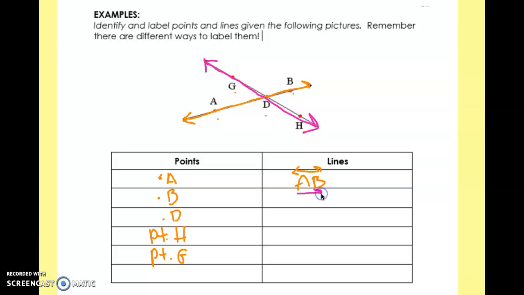I'm going to draw my symbol, and I'm going to call that line GH. Again, I could also say that that same line is HD, and you're free to use the other letter. But you're referring to that pink line no matter how you label it. Even if I put DH, the symbol above it tells me that I am including all of the points on the pink line.